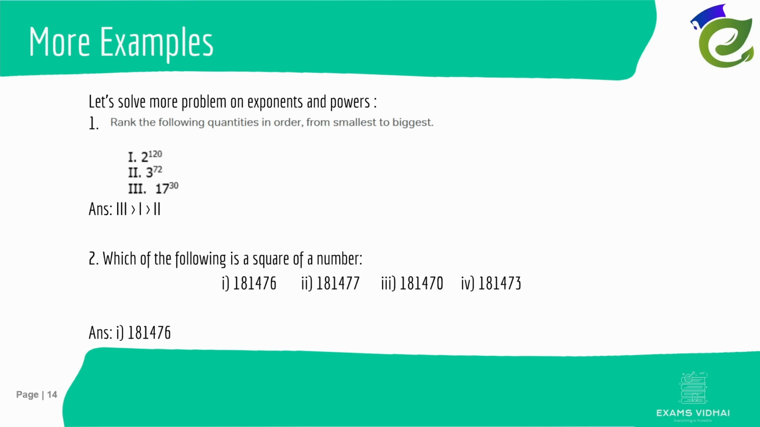So if you divide 181476 by 2 and 181470 by 2, you would see that 181470 is actually not divisible by 4. It's divisible by 2, but not divisible by 4. So you can eliminate the option 181470. So 181470 is also not a square of a number. So finally, the only option remaining is 181476. So by eliminating the other three options, you get that 181476 is a square of a number.